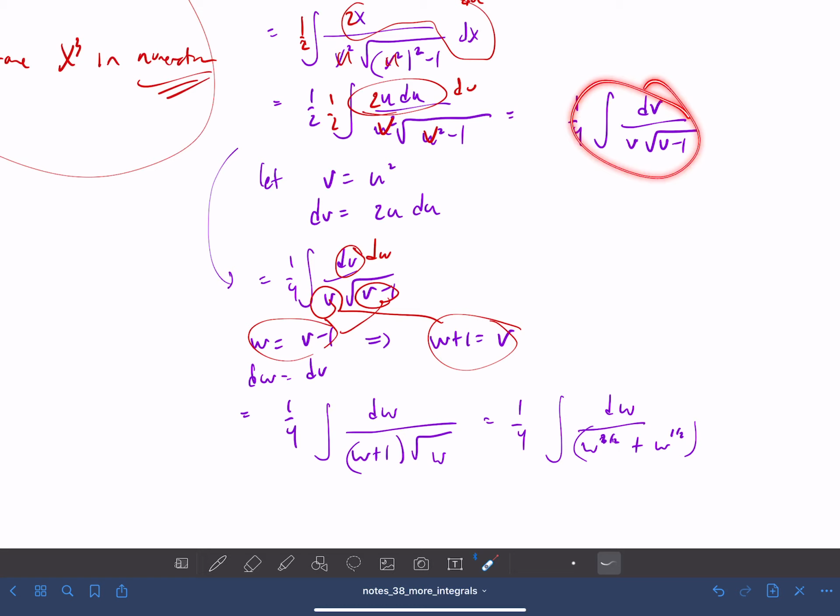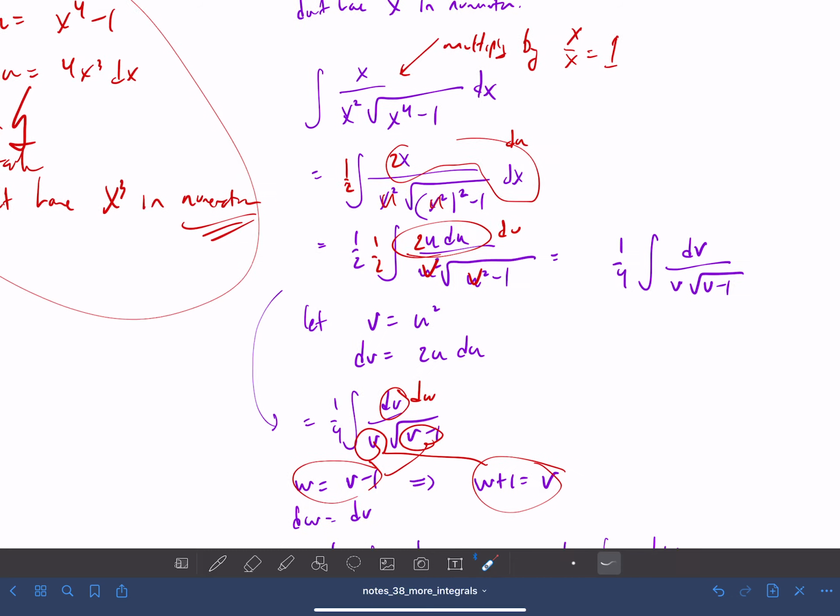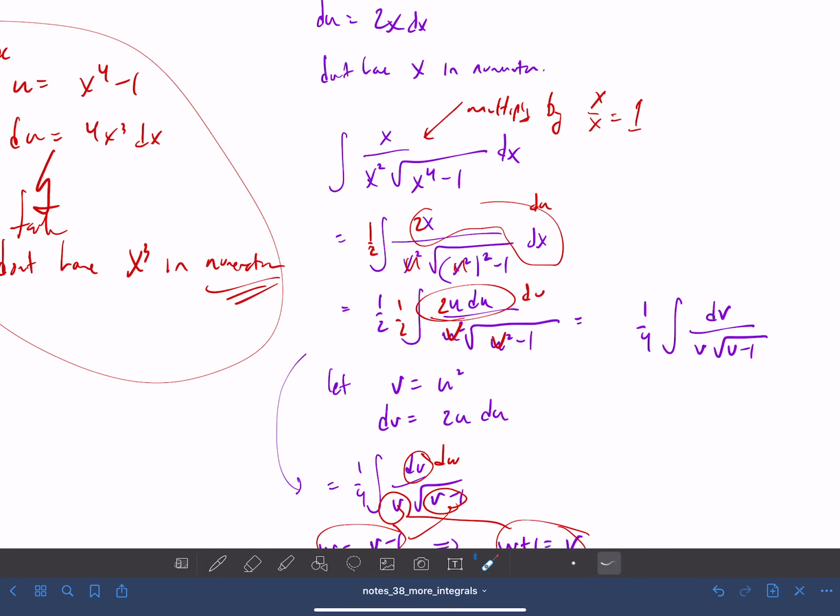Was this any better? Was this better before I had it? I don't think so. I really thought that I'd have it once we were at this stage right here. Again, I had a half of the integral of du over u root u squared minus 1. I think I'm saying a lot. It's because I'm thinking.